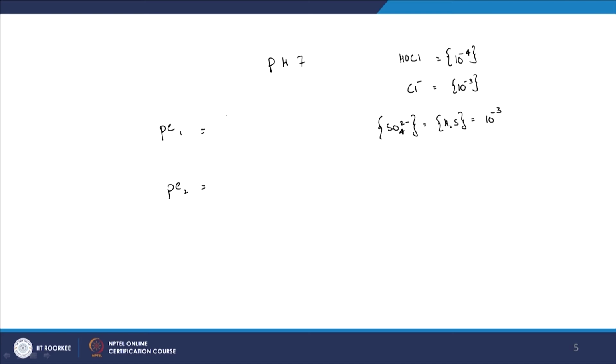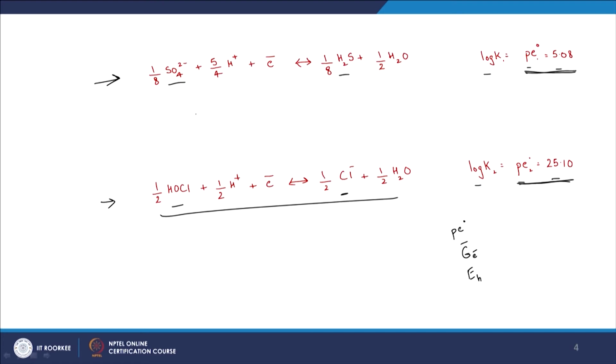So, as we know, the general half reaction is PE1 equal to PE1 naught minus 1 by n, n being the number of electrons being transferred, times log Q dash, and Q dash is nothing but the activity of the compounds in the reduced form by the oxidized. So, in this particular half reaction, what would it be? PE naught would be equal to 5.08 minus 1 by n, only one electron transfer, 1 log Q dash, right. So, what would that be here?